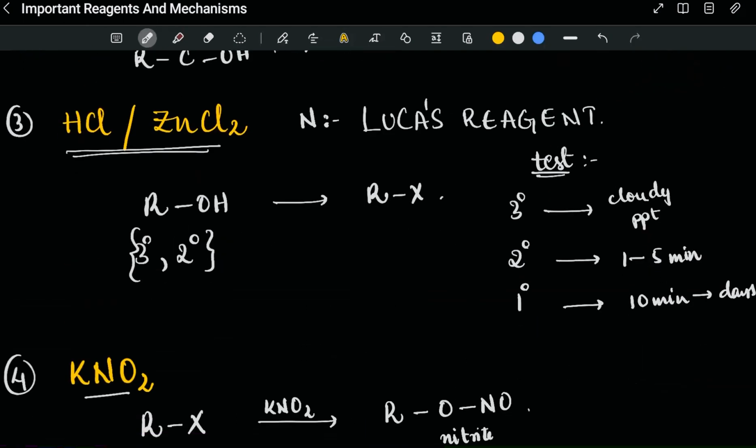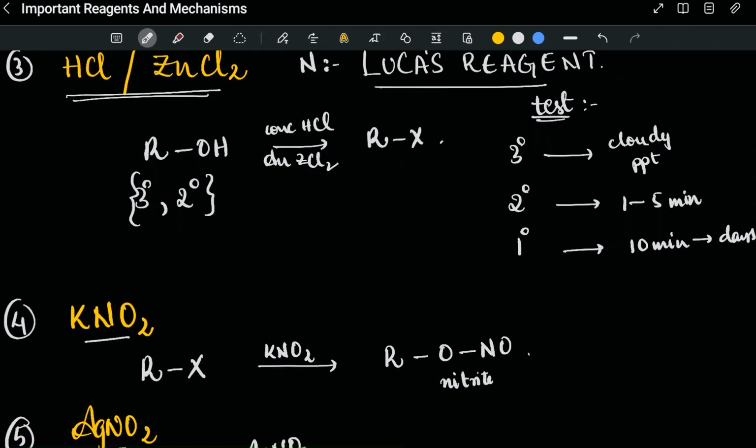Next one we have HCl with anhydrous ZnCl2. Here it is concentrated HCl and ZnCl2. This is called Lucas reagent. This helps in differentiation of primary, secondary, and tertiary alcohols. Whenever we are using tertiary alcohol, a cloudy precipitate is formed very fast.